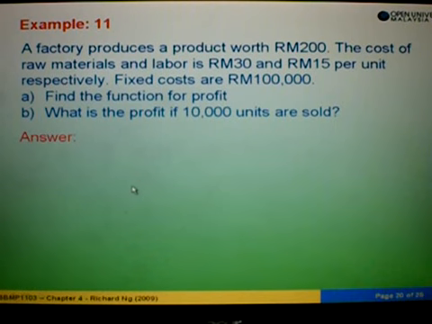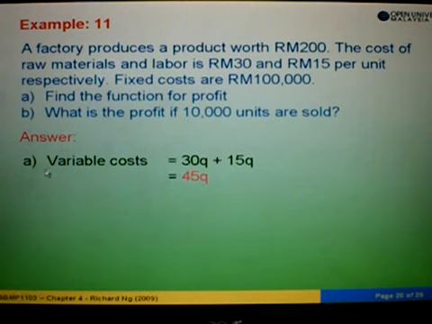So what we need to do first is, in order to find the function for profit, remember, profit equals revenue minus cost. So therefore we have to find first the cost. Right, so we start off with variable cost. So variable cost, we take the variable cost here, which is the raw materials and labor. So 30 per unit times the quantity Q plus 15 per unit times the quantity of products produced. So therefore we have 30Q plus 15Q equals 45Q.